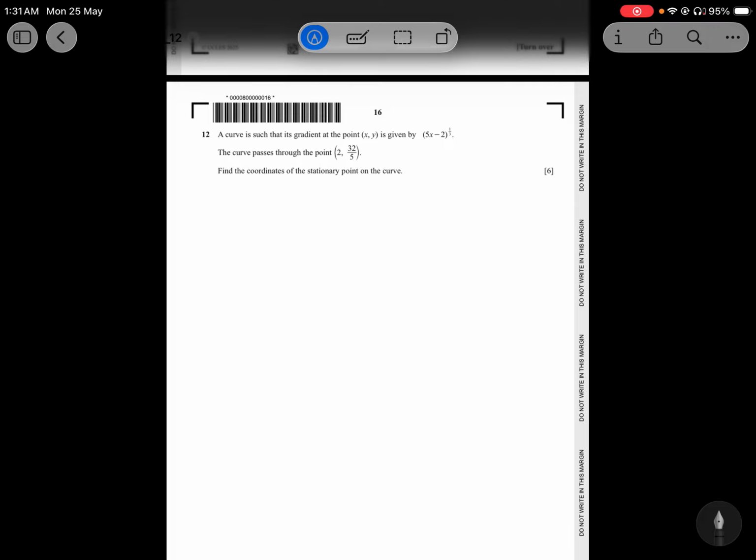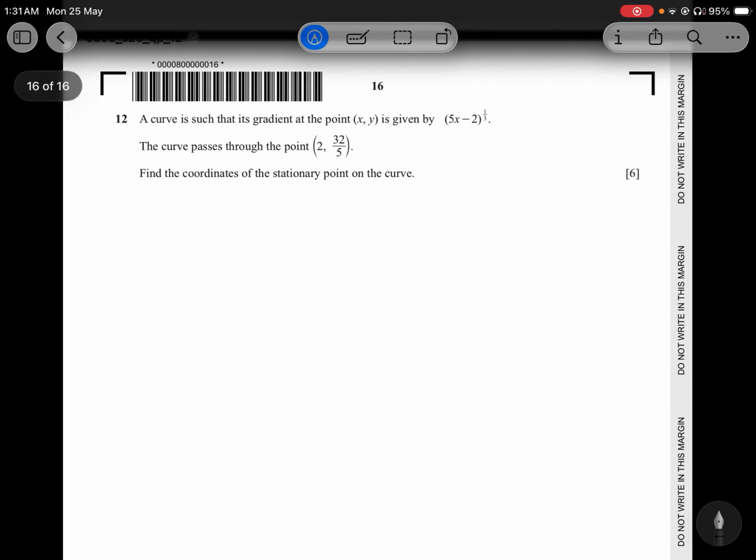Question number 12. A curve is such that its gradient at point x and y is given by this. The curve passes through this point. Find the coordinates of the stationary point of the curve. Nice question.